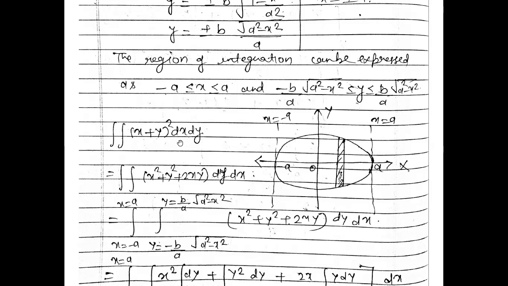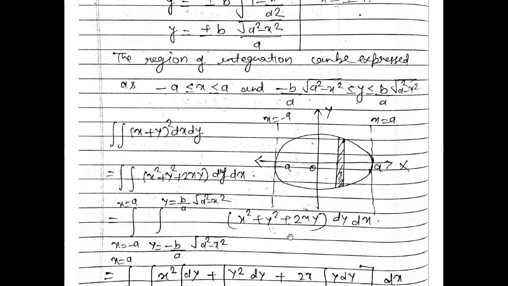Now to solve this integration, we are converting this dx dy into dy dx. That means our new integrand is dy dx here. That means y limit will be first and x limit will be second here. One limit will be variable limit, and another one will be constant limit. So we are taking variable limit here y in terms of x, and constant limit is minus a to a over here.